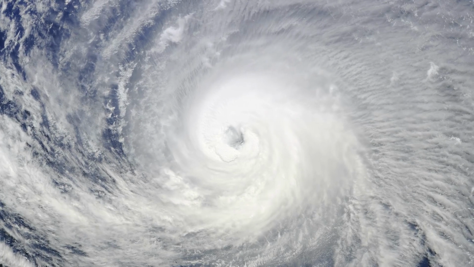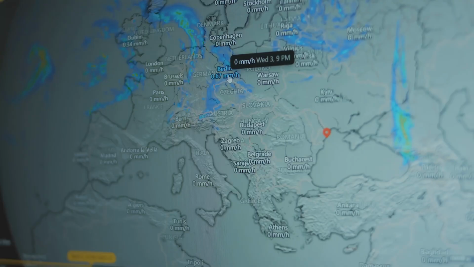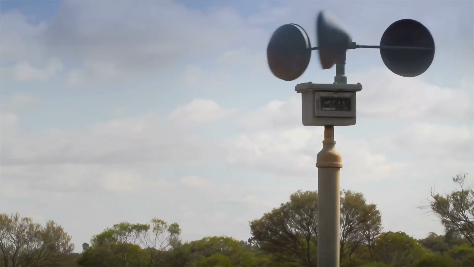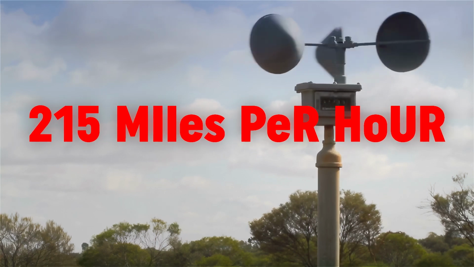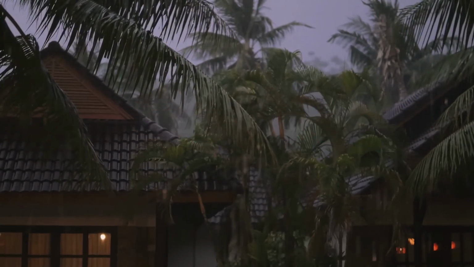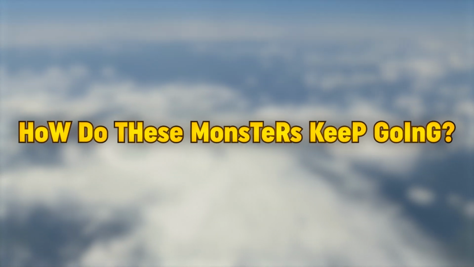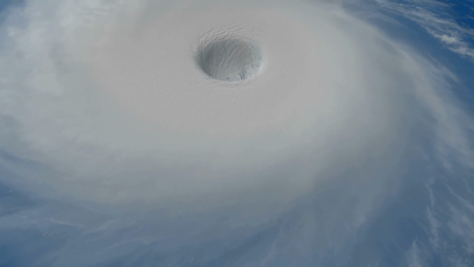But they can get much, much stronger. The strongest winds ever recorded in a tropical cyclone were in Hurricane Patricia in 2015, which had peak winds of 215 miles per hour. That's faster than the top speed of many race cars. But how do these monsters keep going? Well, think of a cyclone like a giant heat engine.